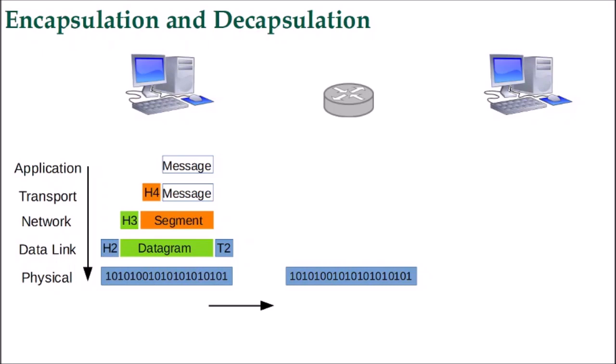When it arrives at the next node, the process will be reversed. When the bits of the physical layer go up to the data link layer, they will be viewed as a frame. At the data link layer, the head and tail will be analyzed and discarded as it goes up to the network layer. And the process goes on.